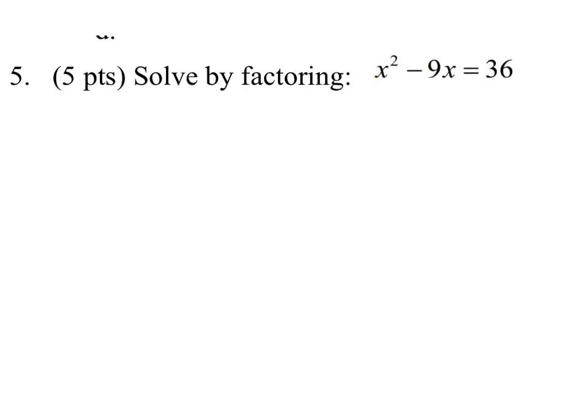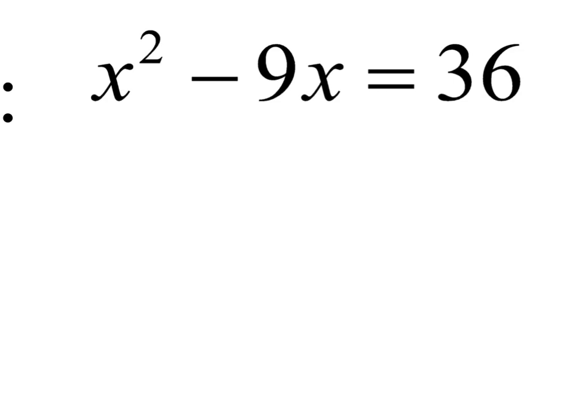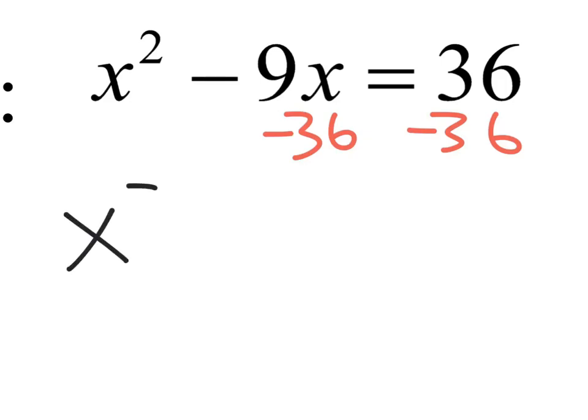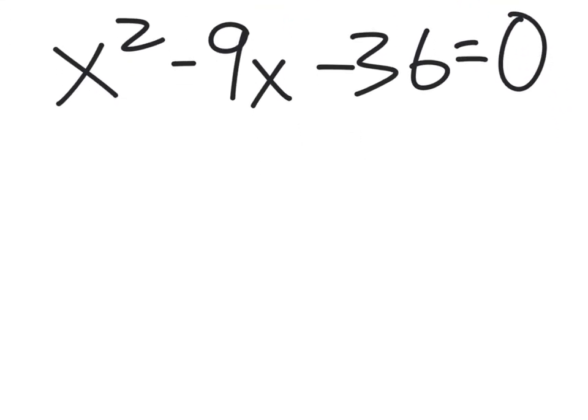Question number 5 says, solve by factoring. And I know that means that we're going to have to isolate for x. How do we do that if we're factoring? Well, the first thing I recognize is that we're going to have to shift over 36 to the left side. To do that, we're going to subtract 36 from one side and then from the other. And what does that leave us with? That leaves us with x squared minus 9x minus 36, crucially, equals 0, because don't forget, we've got to find the zeros. We've got to find out what the roots are. That's how we're going to be solving this problem.